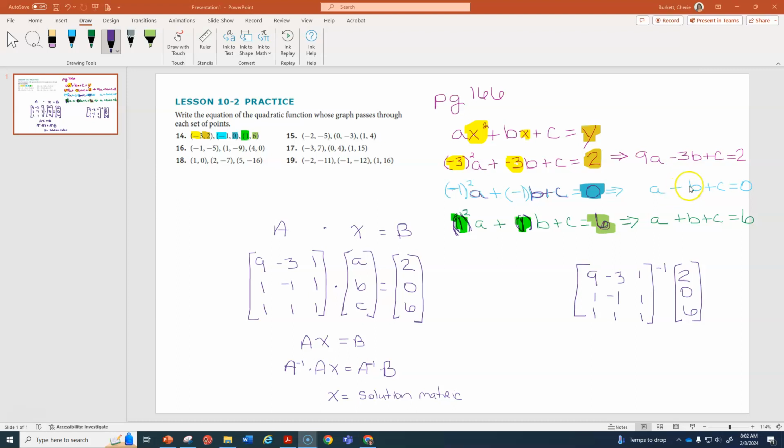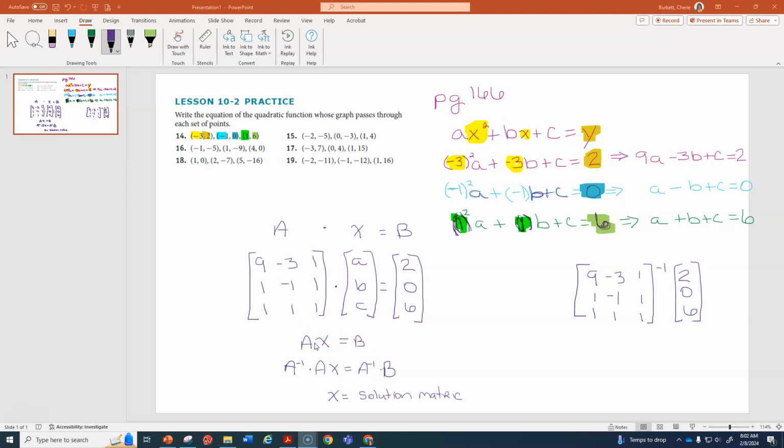This b has a coefficient of -1. This c has a coefficient of 1. I wrote those down. Wrote down my variables a, b, c, and then my constant matrix, which is 2 and 0 and 6. So this is an equation. It's a matrix equation. Coefficient matrix times the variable matrix is equal to the constant matrix, and we solve that equation by multiplying by the inverse.